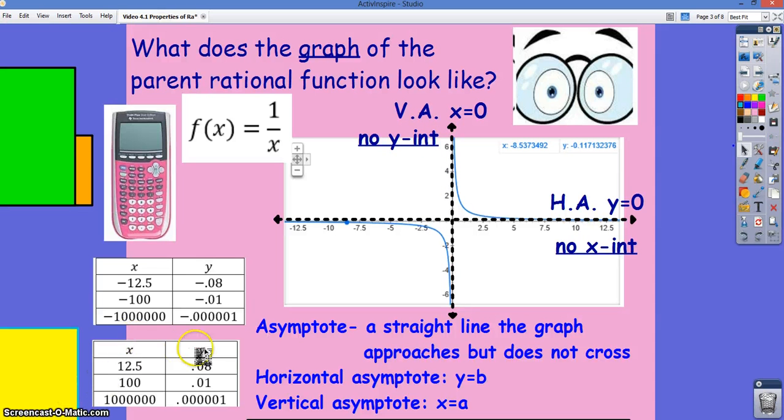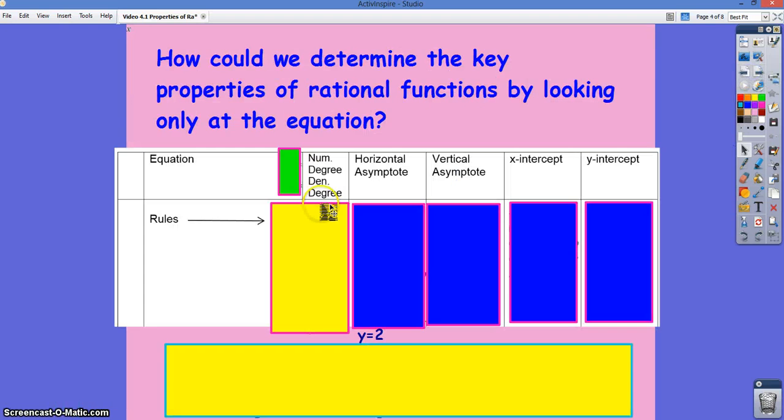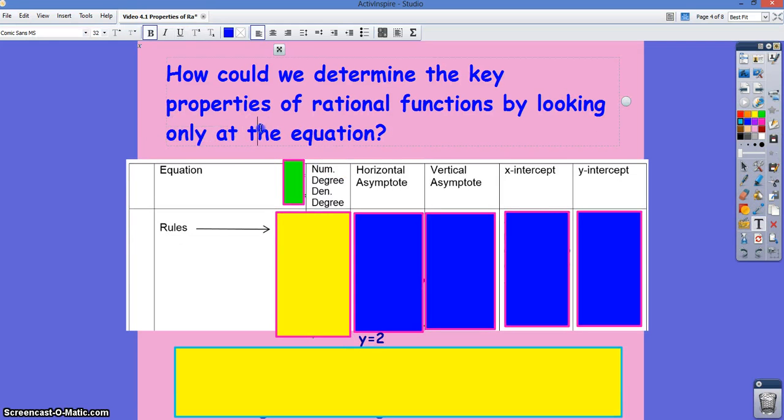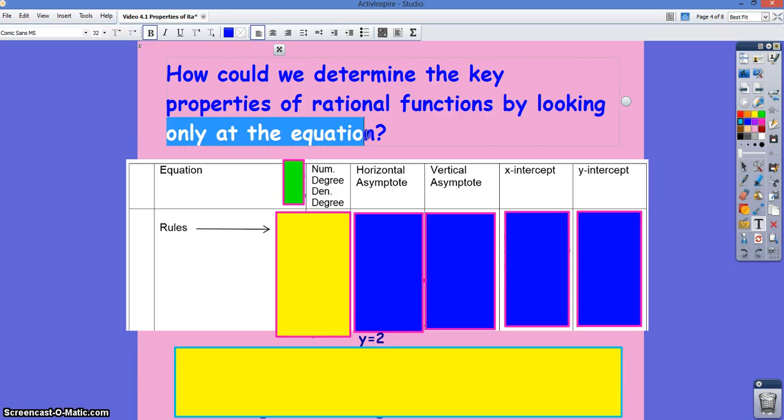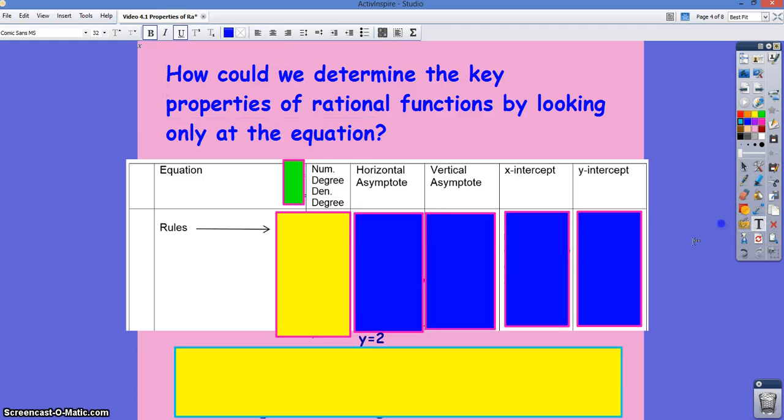Okay, well, it was easy to find the asymptotes and intercepts if we were looking at the graph. However, how could we determine those same things if we were looking only at the equation?